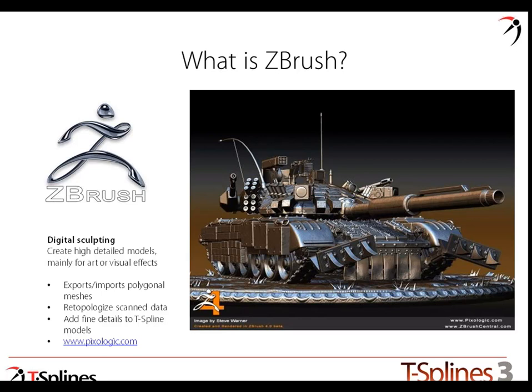ZBrush has many powerful tools, but today we will focus on just two ways of using ZBrush that bring value to designers using T-Splines. First, ZBrush can be used to process and retopologize scanned data in a way that it can be used by T-Splines. And second, ZBrush can be used to add fine sculptural details to your T-Spline model.